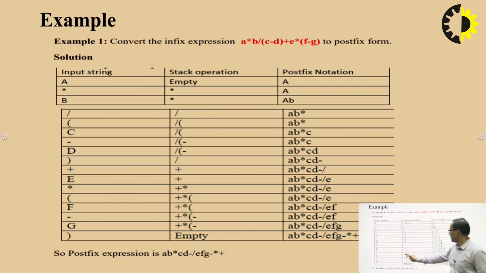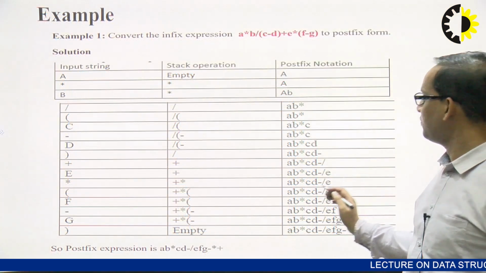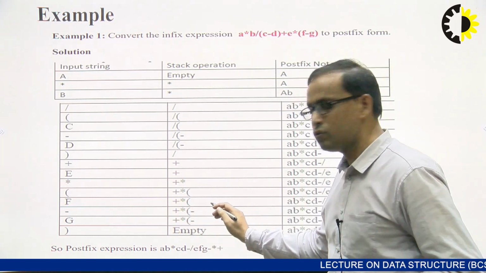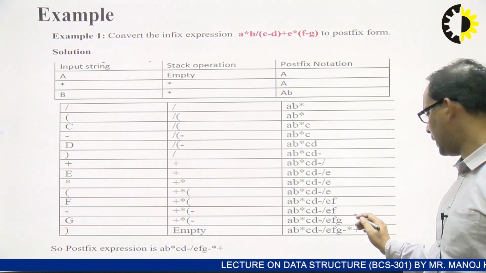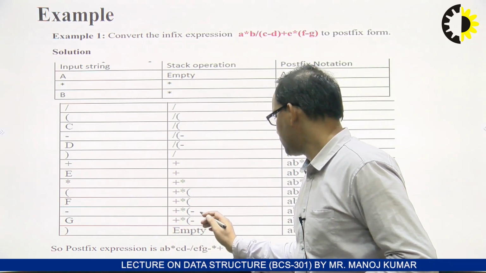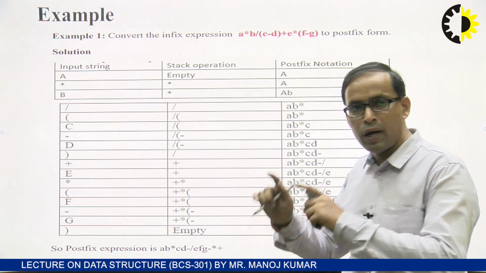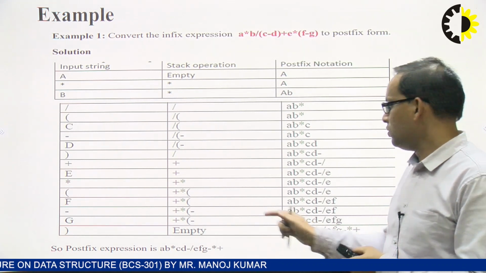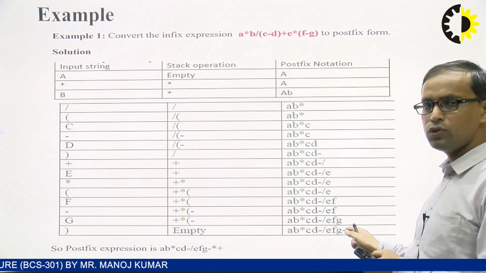After that, f is an operand, so it will go to the postfix expression. After that comes the minus operator, so it will be pushed on the stack. After that, g is an operand, so it will be added to the postfix expression. And after that there is the right parenthesis. In case of the right parenthesis, the minus operator is enclosed, so minus will be removed from here and added to the postfix string.